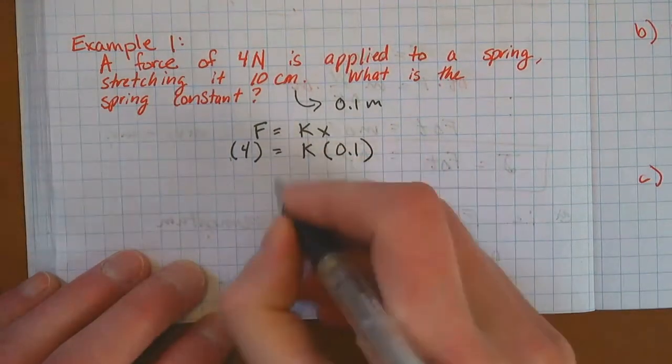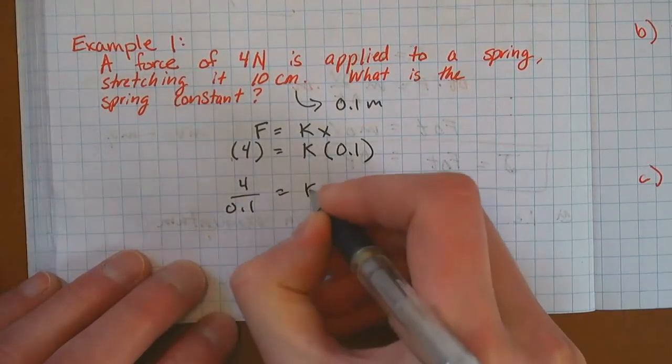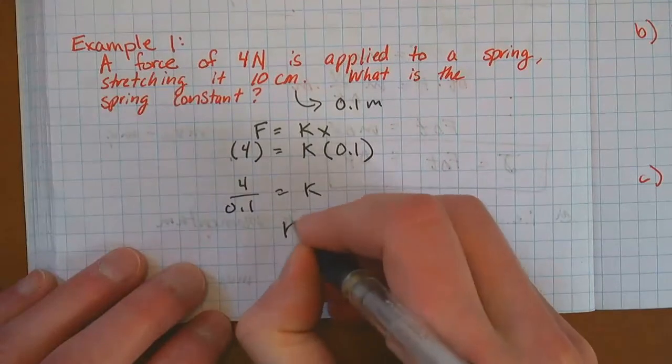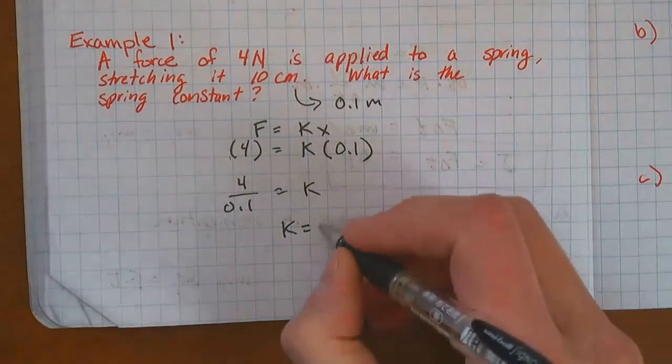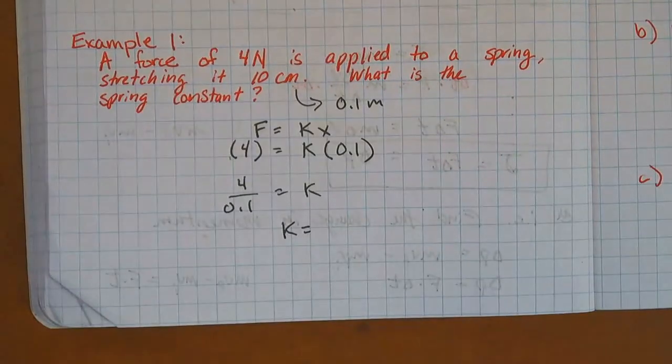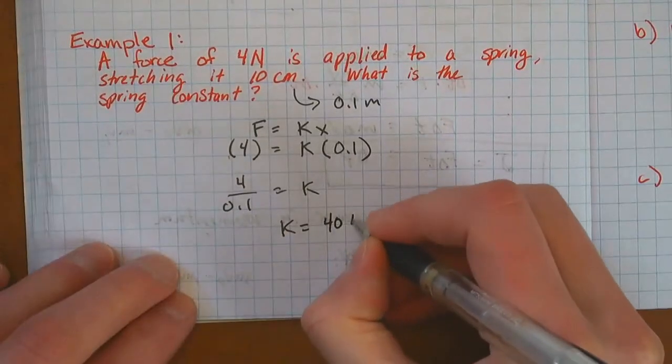And then you divide. That's going to give you 4 divided by 0.1 is equal to k. And that's going to give you that k is equal to, well, that's going to be 40, I believe. Just let me double check that. Oh, so that's going to be 40 newtons per meter.